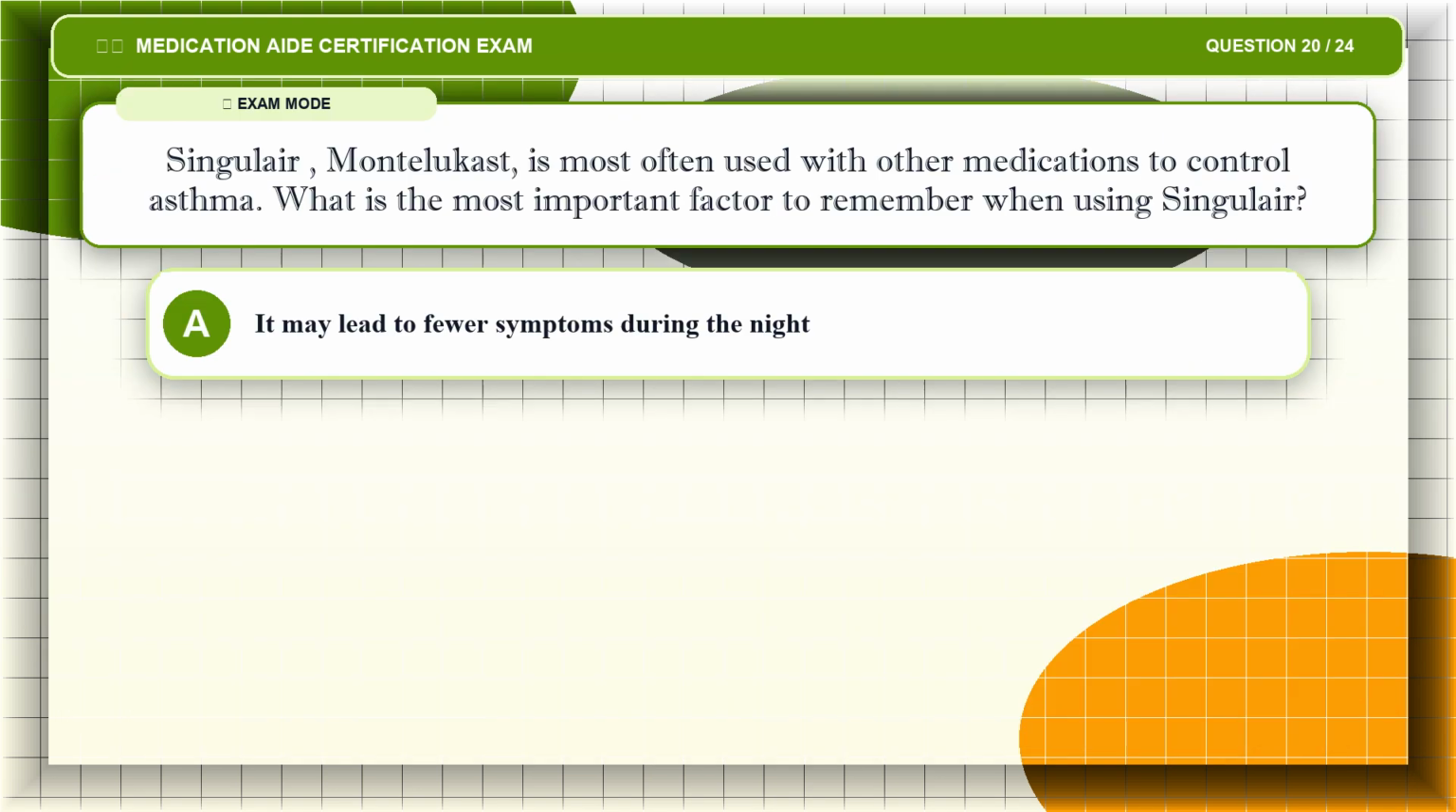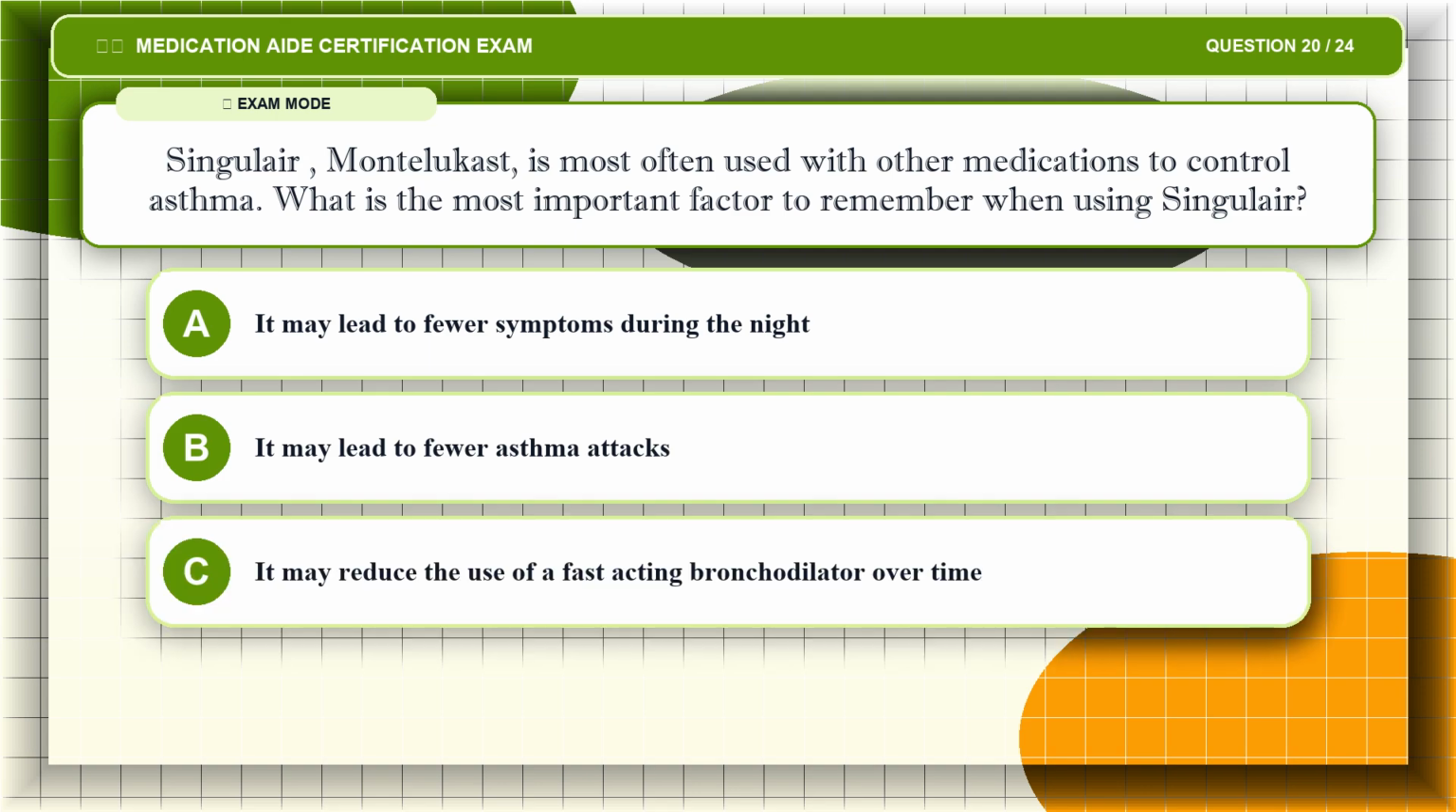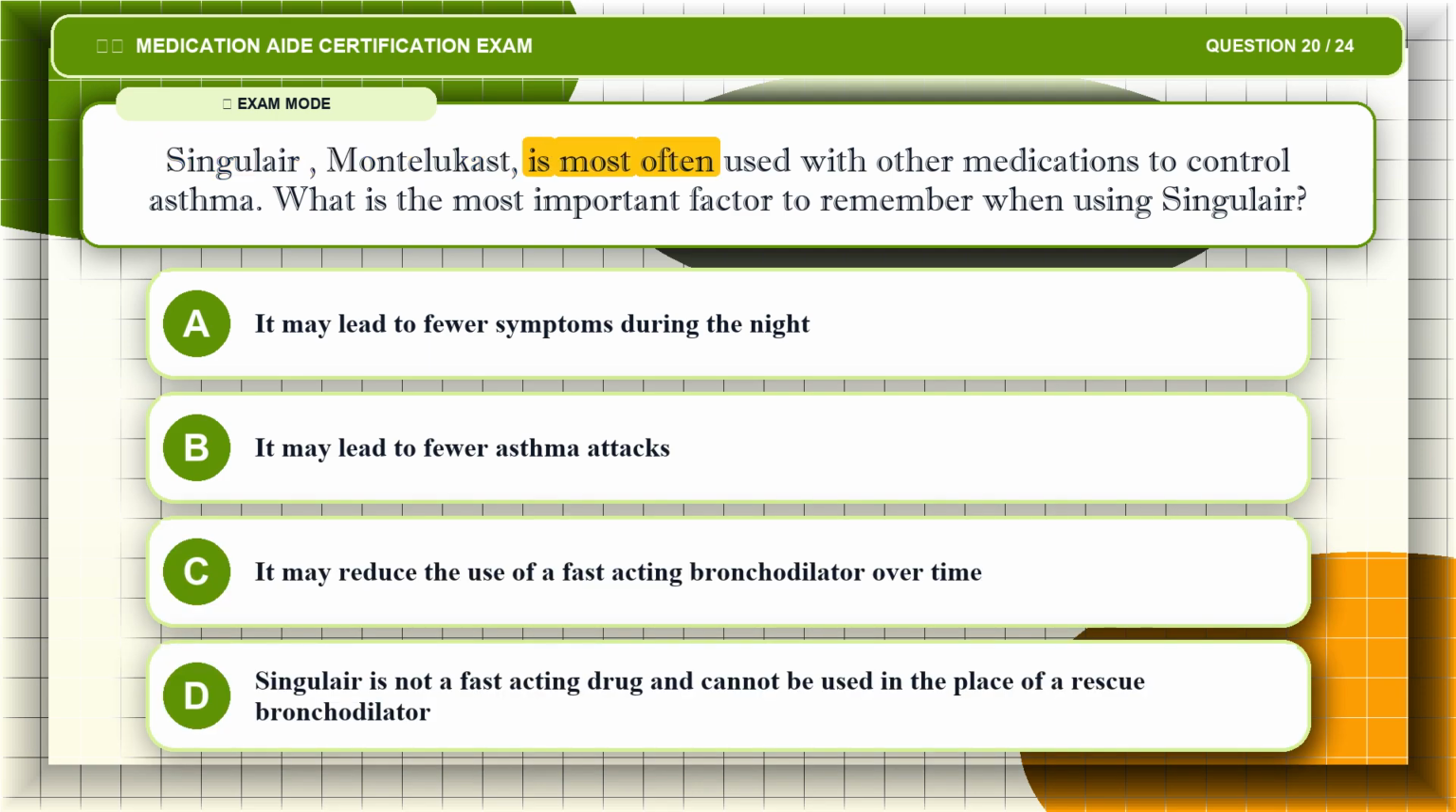Question 20. Singulair, montelukast, is most often used with other medications to control asthma. What is the most important factor to remember when using Singulair? Option A. It may lead to fewer symptoms during the night. Option B. It may lead to fewer asthma attacks. Option C. It may reduce the use of a fast-acting bronchodilator over time. Option D. Singulair is not a fast-acting drug and cannot be used in the place of a rescue bronchodilator.